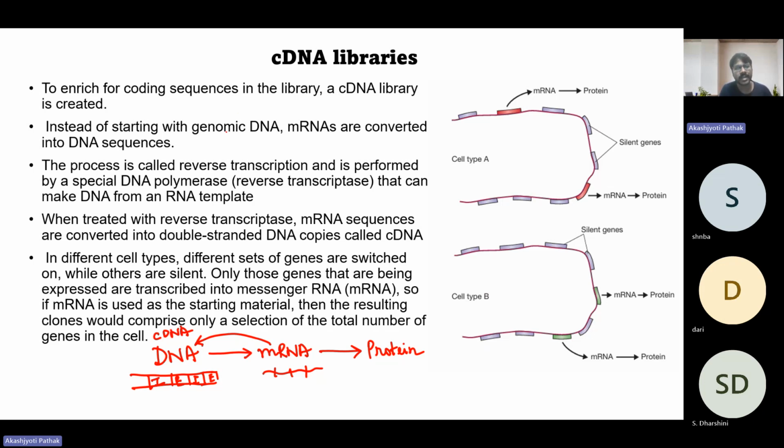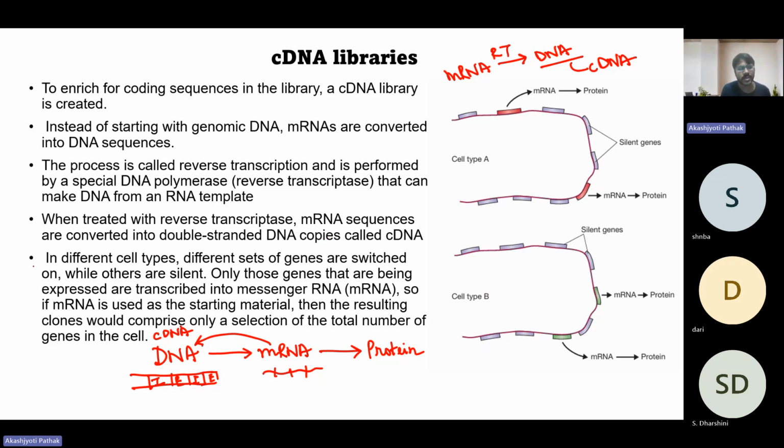So instead of starting with the genomic DNA, mRNAs are converted into DNA sequences. If you convert the mRNA to DNA by using the reverse transcriptase enzyme, then this type of DNA is called the cDNA. This process is called reverse transcription, and the enzyme that is used is called the reverse transcriptase. It can make DNA from an RNA template. When treated with reverse transcriptase, mRNA sequences are converted into double-stranded DNA copies called cDNA.